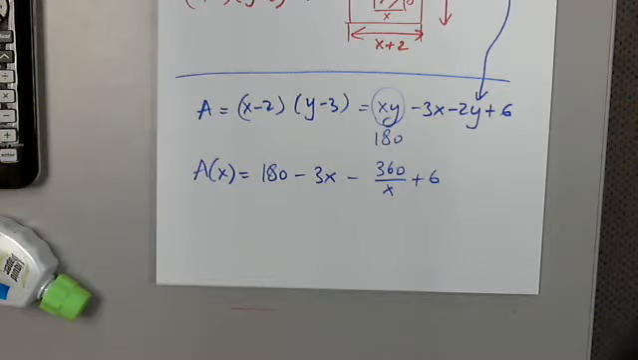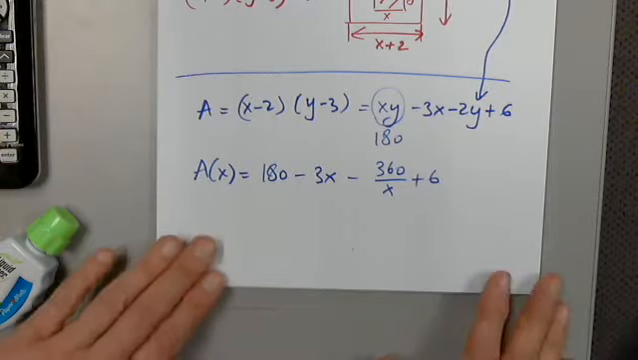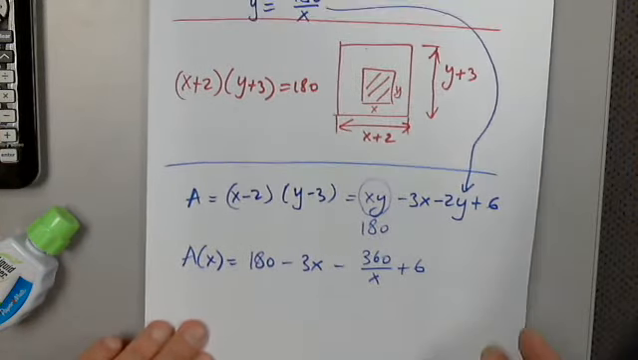Yeah, I think I just mixed up some of the signs. Okay. So I'm adding, so this is going to be 186 minus 3x minus 360 over x. Don't find the least common denominator because it's easier to differentiate this way. And then you set it equal to 0 to find the critical number. Is that good enough? Okay. Anything else?